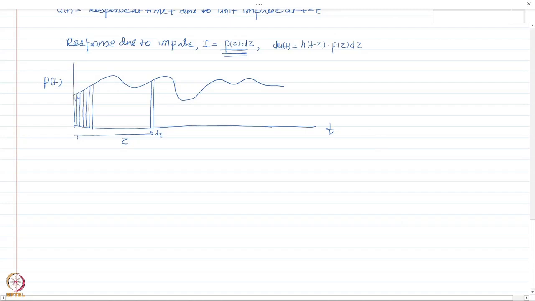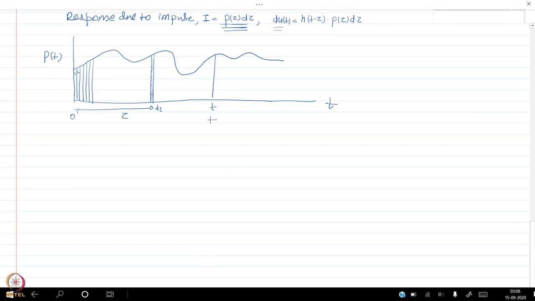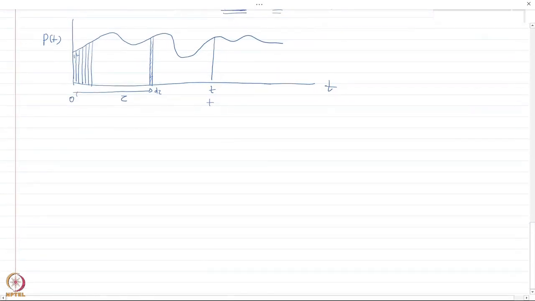But this is just one strip here, right? This is just due to this impulse at any time t. Let us say here I want to find out the response at time t. So what do we do then? As we have previously discussed, the response at any time t would be the total response due to all the impulses up to the time t. So if we integrate this function from time 0 to t, it would give me the total response at time t due to all the impulses.